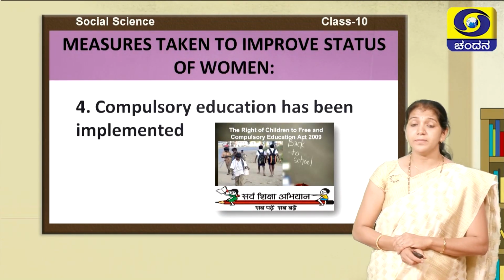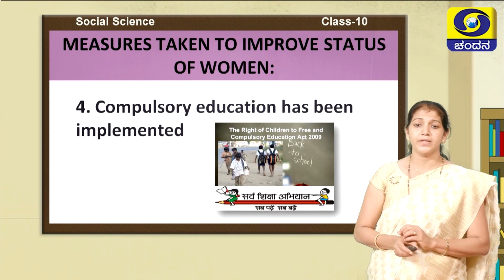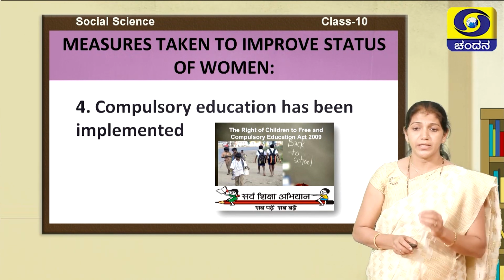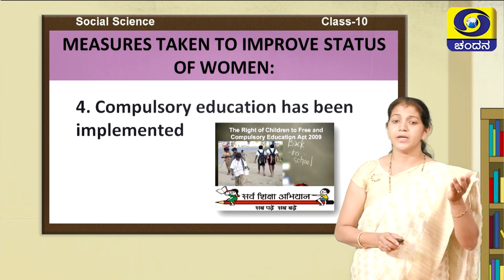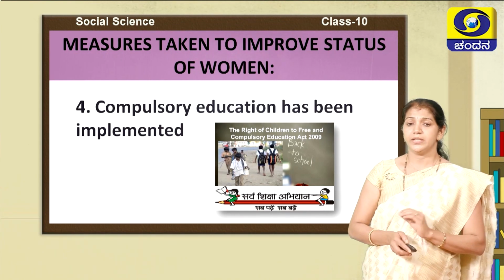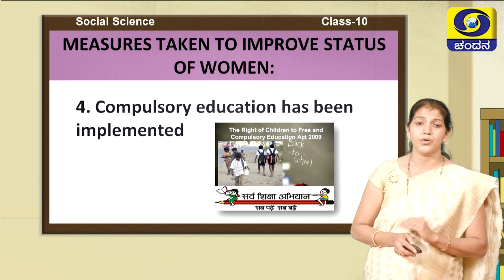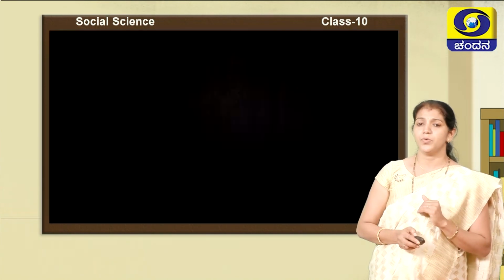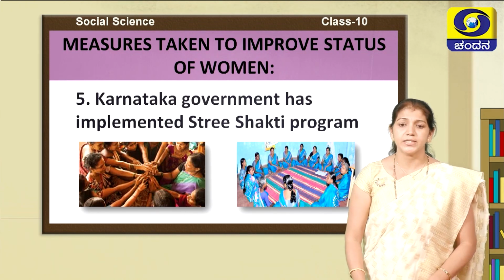And the next one is that compulsory education has been implemented. The government implemented compulsory education, providing education to girls, and automatically the status of girls is improved in society. Compulsory education is also one of the important measures taken by the government to improve the status of women. In Karnataka, the government has implemented the Stri Shakti program.